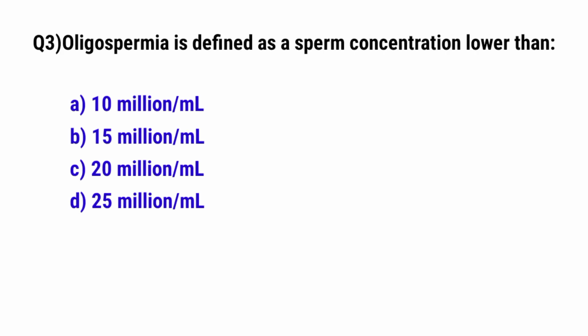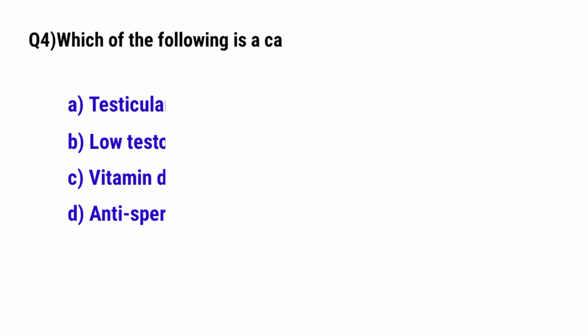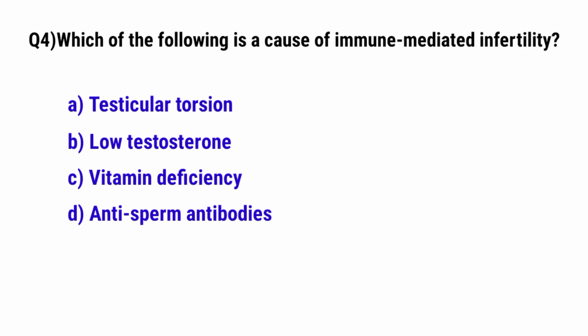Question number 3. Oligospermia is defined as sperm concentration lower than. The correct option is B. 15 million per milliliter. Question number 4. Which of the following is a cause of immune-mediated infertility? The correct option is D. Anti-sperm antibodies.